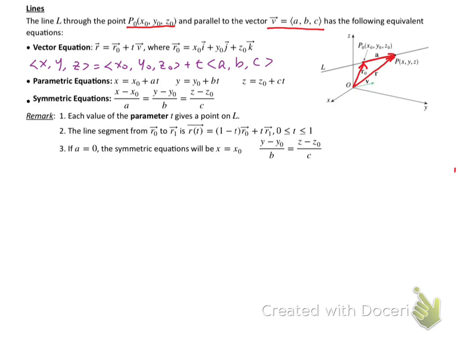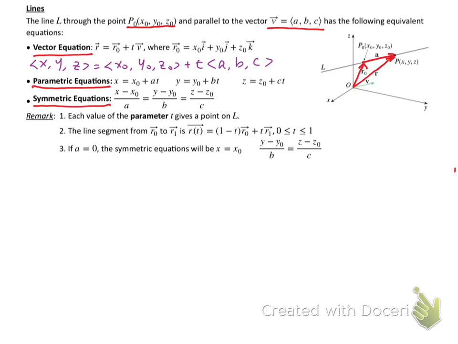Now, if you solve for t in each of these three equations and say they are the same t, so they will be equal to each other, you have the symmetric equations. They all equal the t in the parametric equations: x minus x0 over a equals y minus y0 over b equals z minus z0 over c. So these are the three forms that we have: the vector equation, the parametric equations, and the symmetric equations.